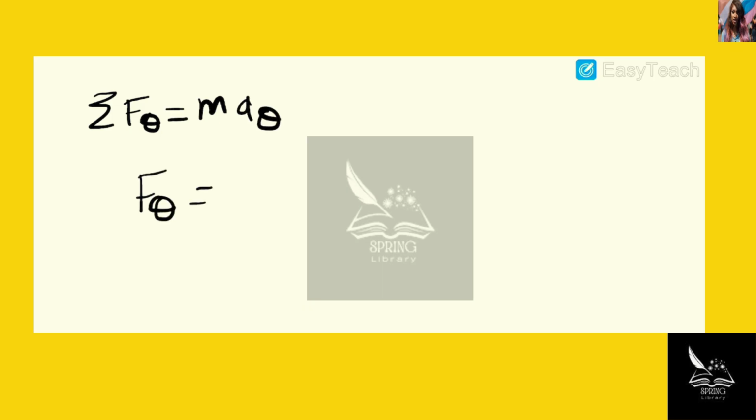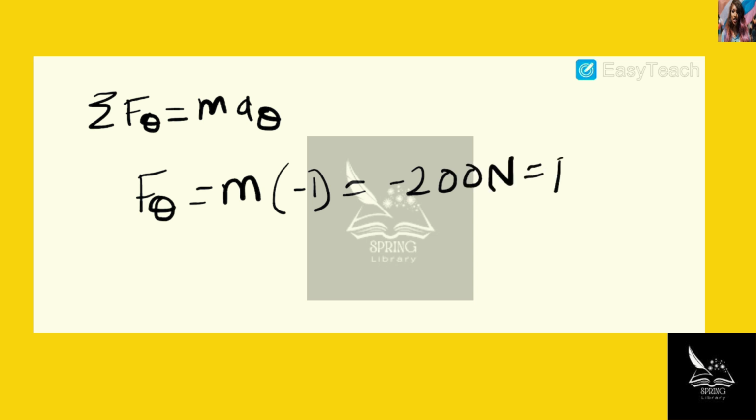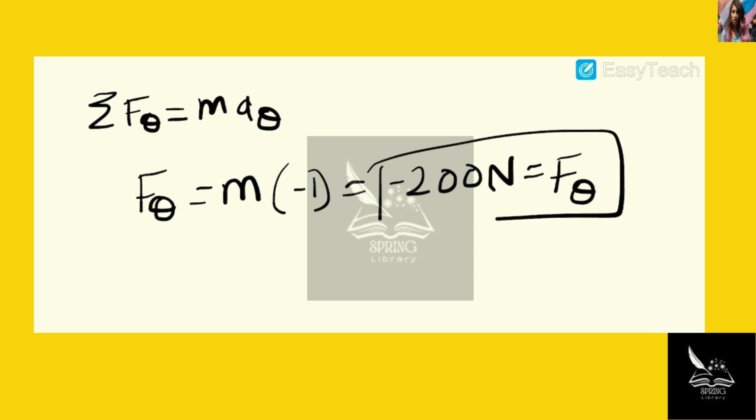Next, we can solve for our net force in theta. So we know that the net force in theta is equal to m times a theta. Therefore F theta is just going to be equal to m times the acceleration in theta, which we know to be negative 1 meters per second squared. And this gives us an F theta equal to negative 200 newtons. That is another part of our answer.